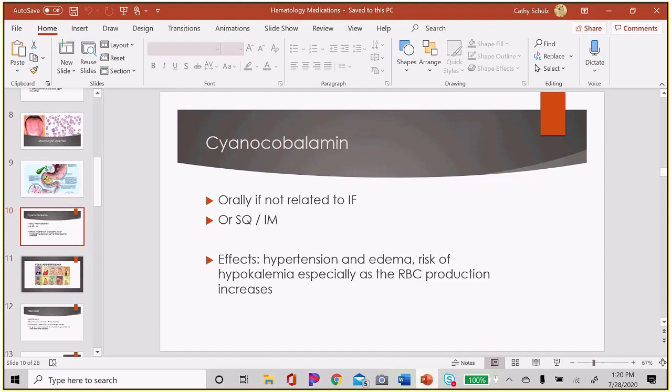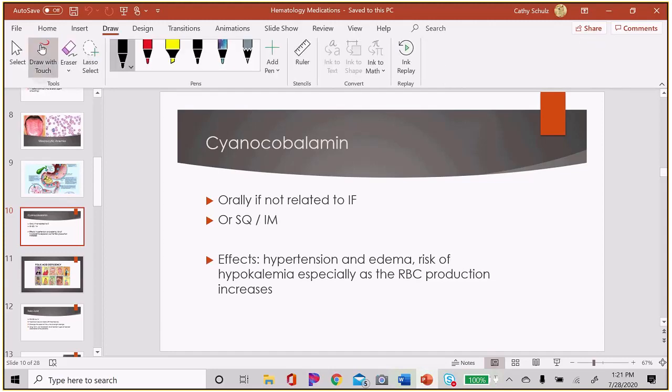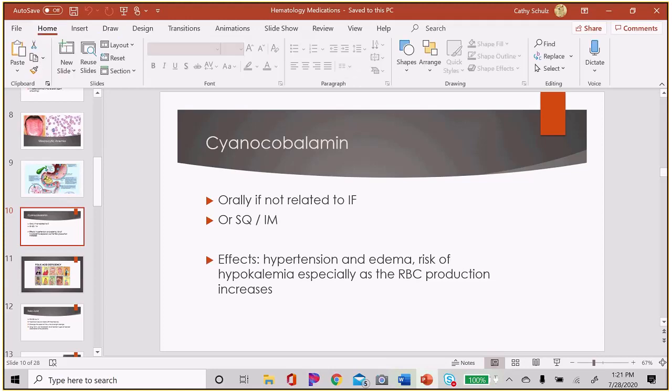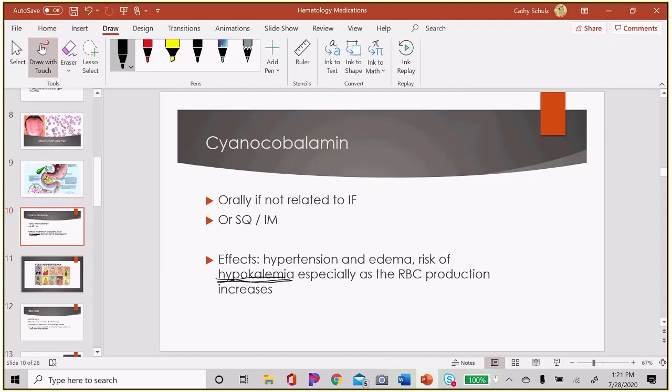When you first start correcting the B12 abnormality, as the red blood cells start to increase their production, the biggest risk for the patient is hypokalemia, because there's potassium in the red blood cells. So if I start to increase production, then I will have decreased potassium. So that's the biggest side effect. The other thing that can happen is high blood pressure or edema.